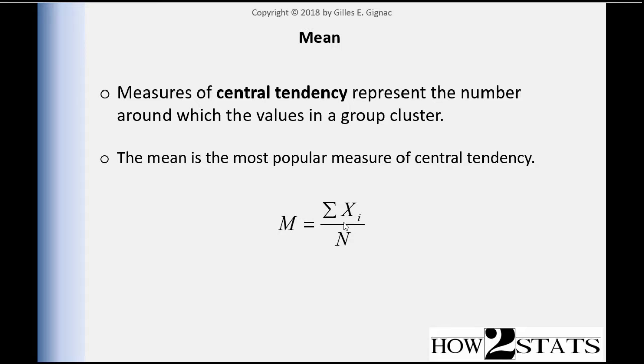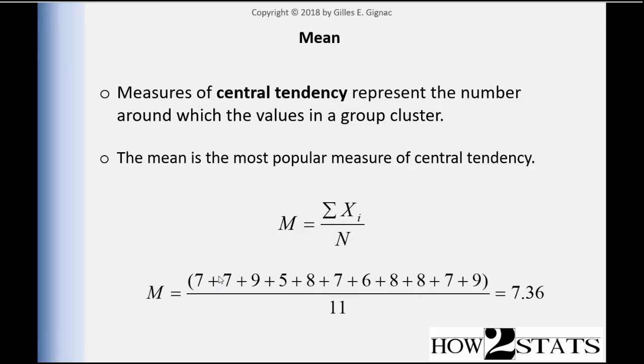And so we need to divide the sum of those 11 sleep values by n, which is the total sample size, which in this case is equal to 11. And so this is what the formula looks like when it's actually got the numbers in it. So you've got one person who self-reported 7 hours, another person said 7, 9, 5, 8, 7, 6, 8, 8, 7, 9. And so we sum those values together, and then we divide that sum by 11, and we get 7.36, which is the mean.